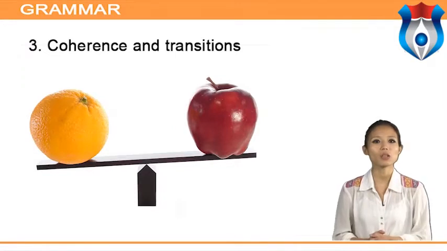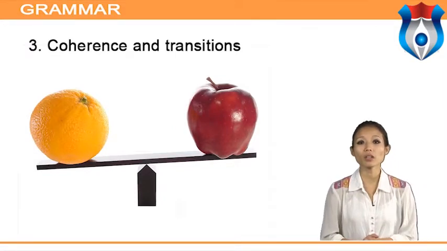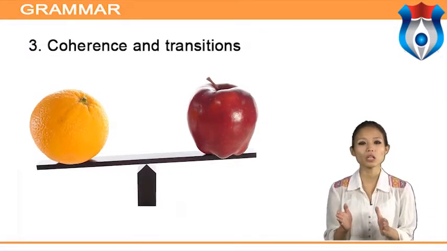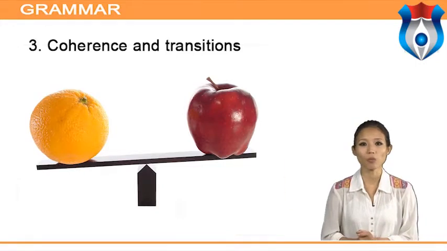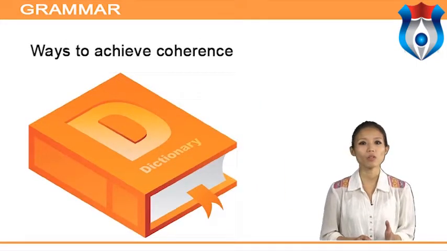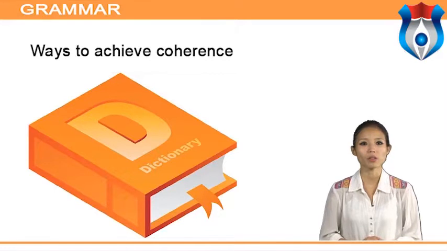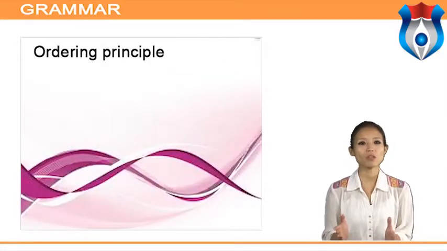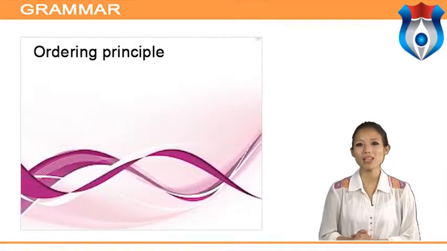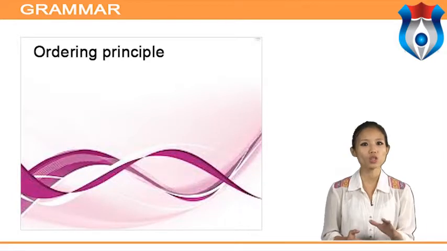Coherence and transition. A paragraph that is arranged according to a definite plan and in which each sentence takes a logical step forward is a coherent paragraph. Let us learn ways to achieve coherence. Ordering principle to achieve coherence. It means that there is a pattern of development that creates a logical flow.